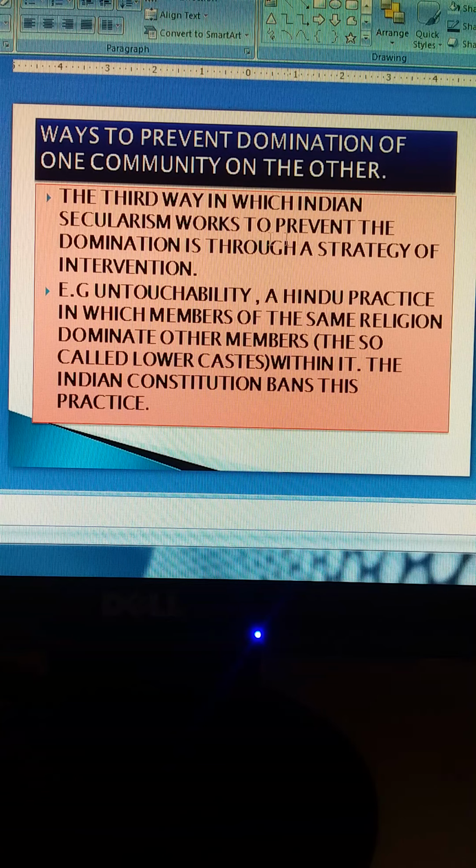The third way in which Indian secularism wants to prevent domination is through a strategy of intervention. Just now we were discussing untouchability, a Hindu practice in which members of the same religion dominate other members, treating them as lower caste within it. The Indian Constitution bans this practice. Members of the same religion cannot dominate other members and call them lower caste, so the Indian Constitution bans the practice of untouchability.